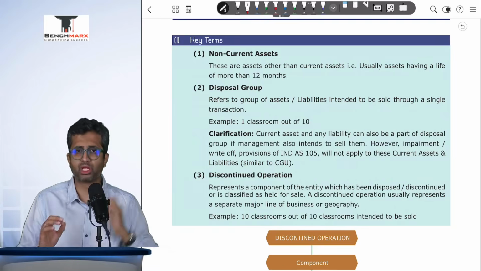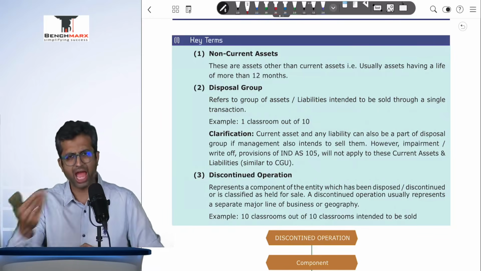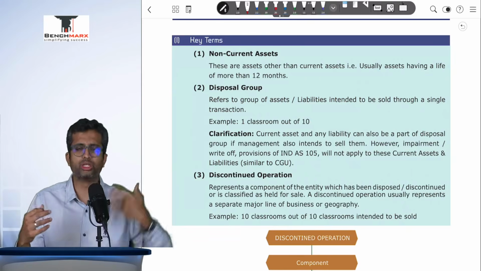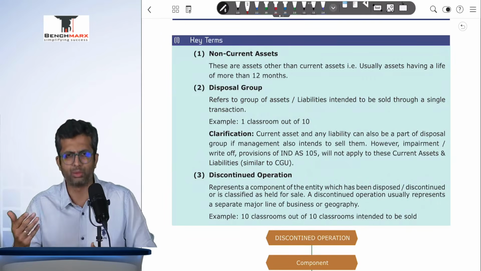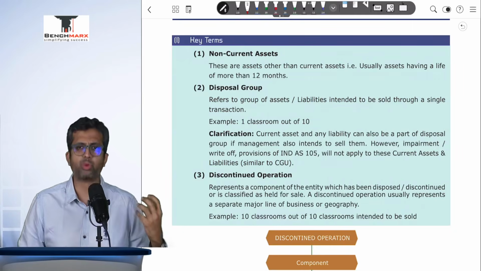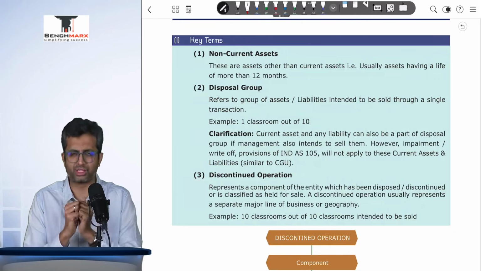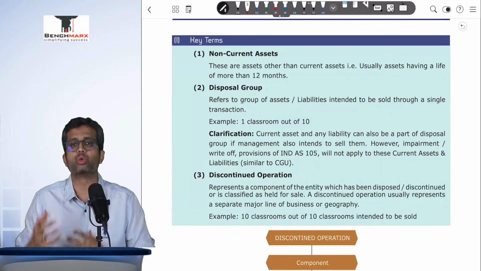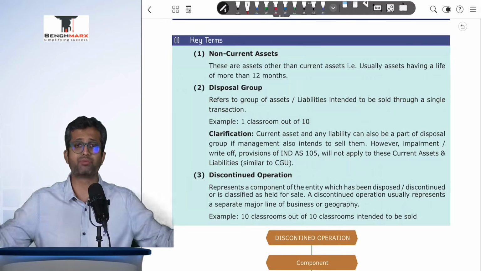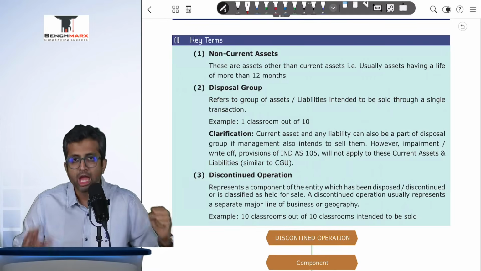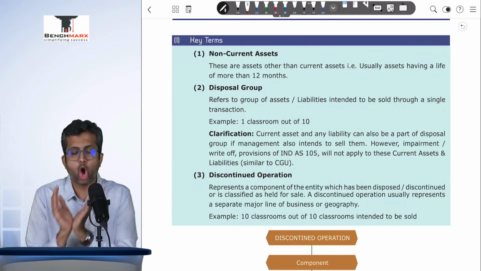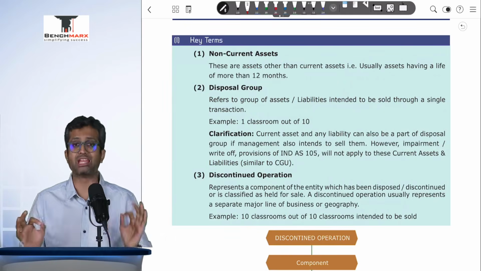Before we proceed further, we need to understand what each of them mean. As you would be aware, a non-current asset is defined as every asset which is other than current asset. Usually those assets which have a tenure of greater than 12 months or operating cycle, as the case may be. Secondly, you have something called a disposal group. Now, a disposal group is a group of assets or even liabilities which you intend to dispose of as a part of a single transaction. So, this is a group of assets. Like, for example, if I have 10 classrooms and I want to dispose of one of them, that is a group of assets. Within that, you'll have furniture, building, air conditioners, all of that together I'm disposing of. And that is a disposal group.